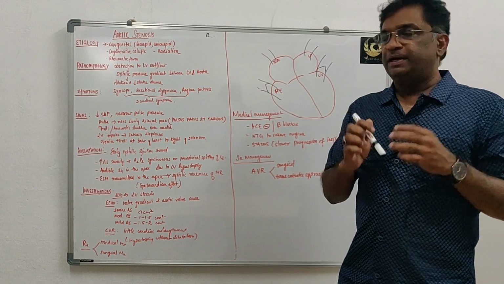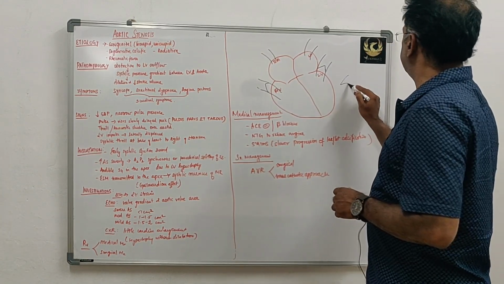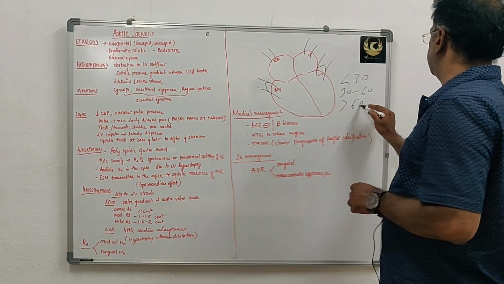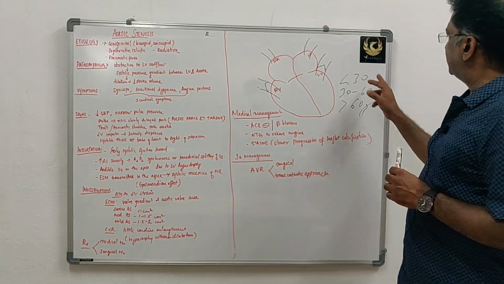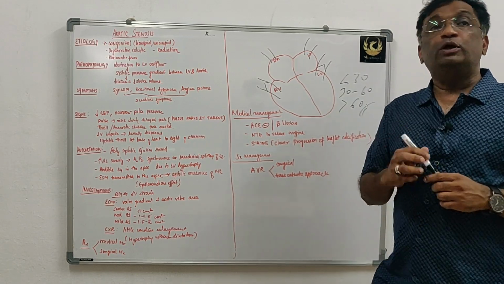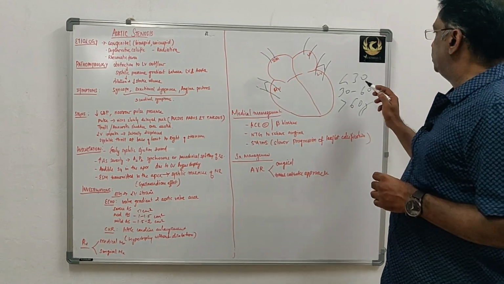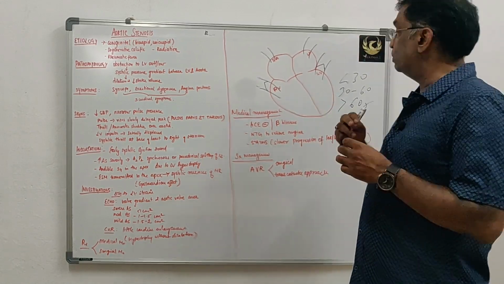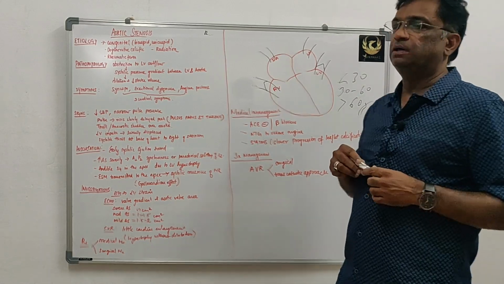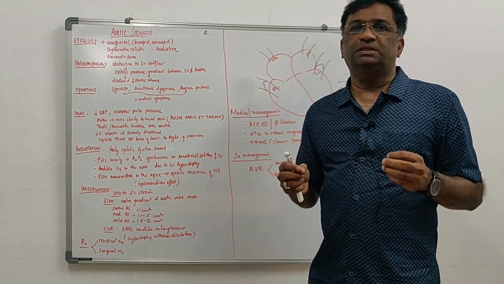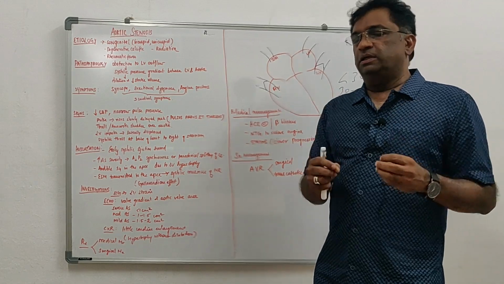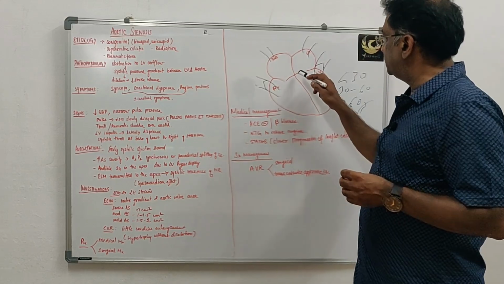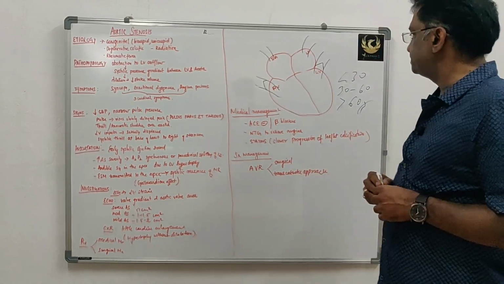We can divide the causes depending on the age: less than 30, 30 to 60, and more than 60 years. If it is less than 30, we have to think of unicommissural valve. Usually you have 3 leaflets, but in unicommissural there is only 1 leaflet doing the work of 3. So less than 30 is unicommissural. Apart from that, another condition is rheumatic heart disease. In rheumatic heart disease, isolated aortic valve involvement will be very rare. You will always have associated mitral valve abnormalities also.